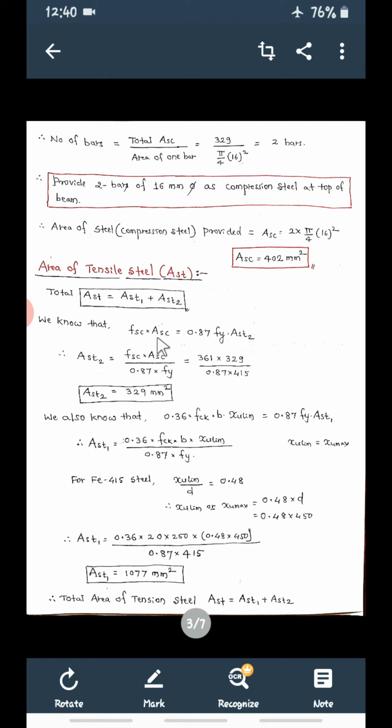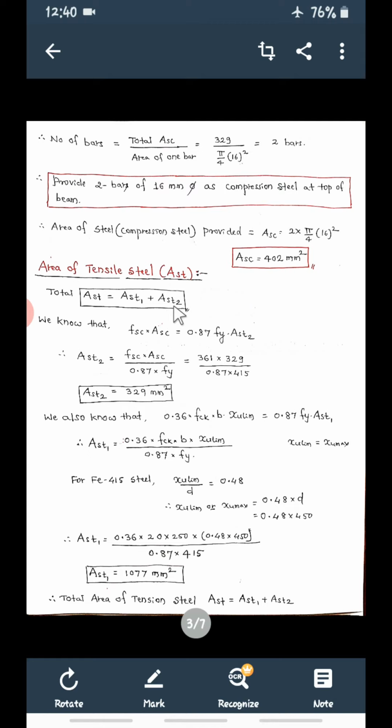Now first we know that already, FSC into ASC, that is stress into area. Stress into area is force. Force is equal to stress into area of steel. So equate, that is the third figure. Hope you have remembered in the analysis the third figure, that is steel beam. You have to consider steel beam here.